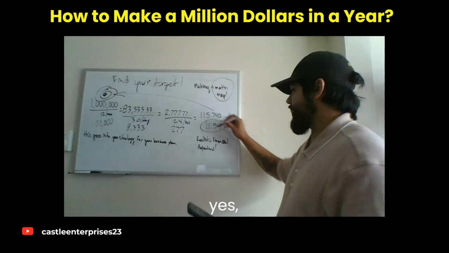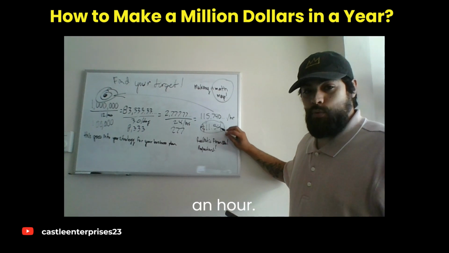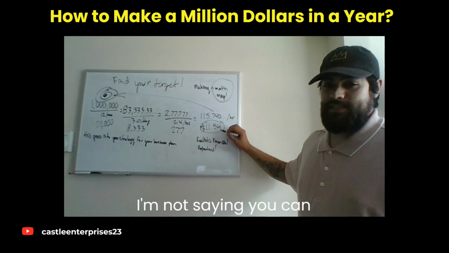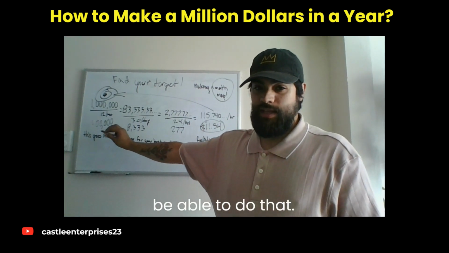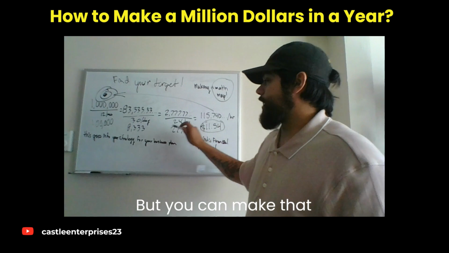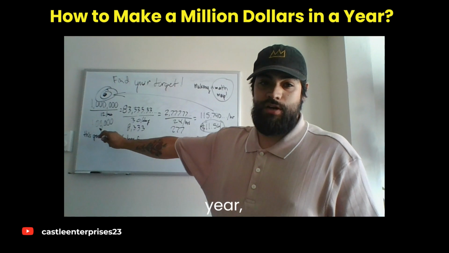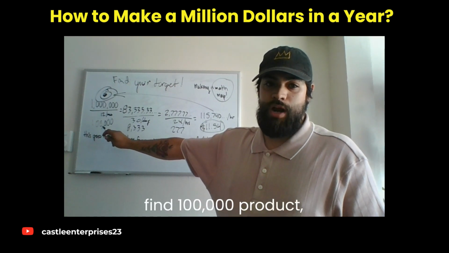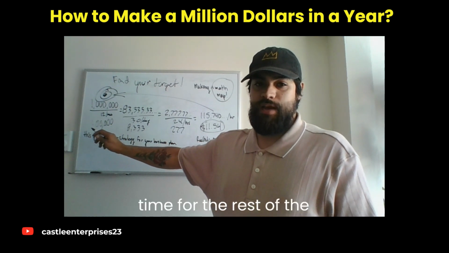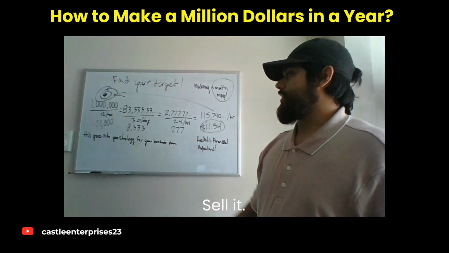I'm hoping a lot of you are saying yes. This is $11.54 an hour. Most of us make that or a little more. I'm not saying you can save all your money and be able to do that. That's not what that equates to. But you can make that possible. And if you wanted to just make $100,000 a year, take it as simple as find a $100,000 product, sell it once, and there you go.